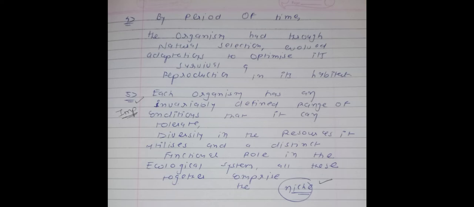And point number 5 is the definition of niche. See, each organism has an invariably definite range of conditions that it can tolerate. Diversity in the resources utilized, meaning use, and a distinct functional role in the ecological system, and all this together will comprise the niche. Okay, so last one is the definition of niche. You will write this definition 5 times because it is important.